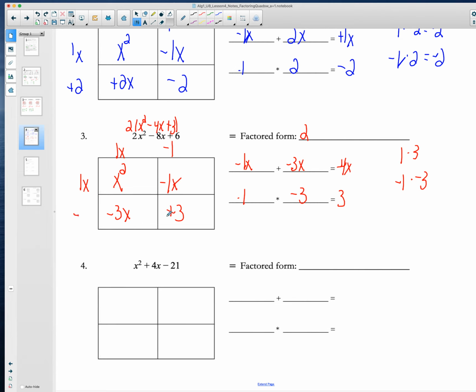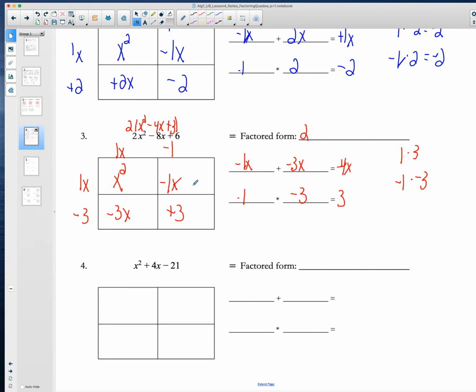And then when I look at this 3 and this 3, that is my GCF. And now when I start looking at my area model, positive times a positive gives me positive x squared. Positive 1x times negative 1 is negative 1x, so that checks out. Negative 3 times positive 1x is negative 3x. Negative 3 times negative 1 is a positive 3, so now it all works.